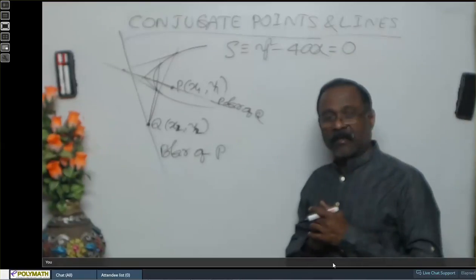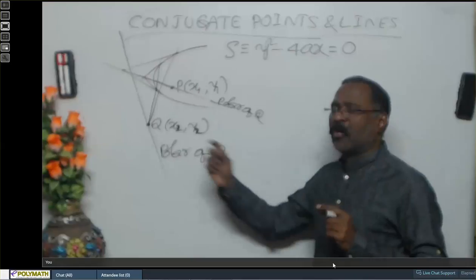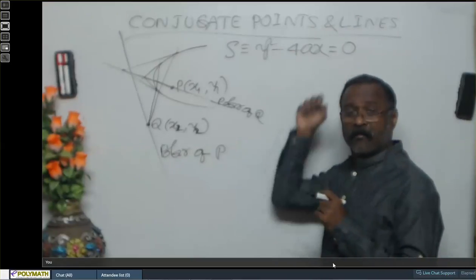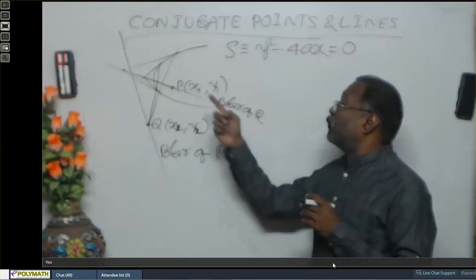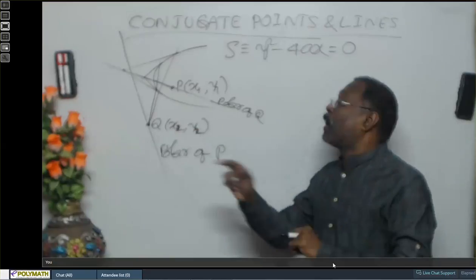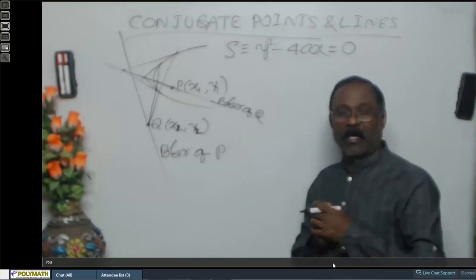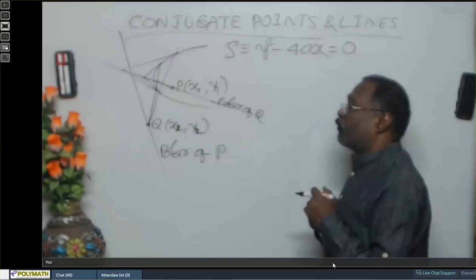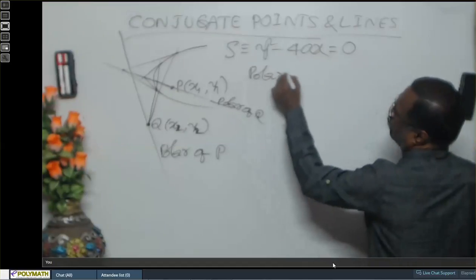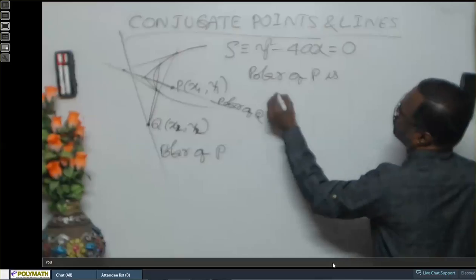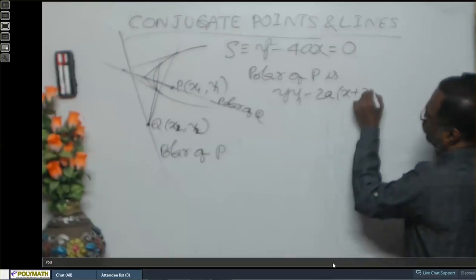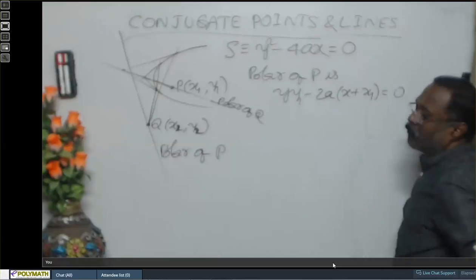So simply you can say like this: two points P and Q are said to be conjugate points with respect to a curve S equal to 0, if the polar of either passes through the other. For this one, very simple, polar of P is y1 y minus 2a into x plus x1 equal to 0. But Q lies on it.